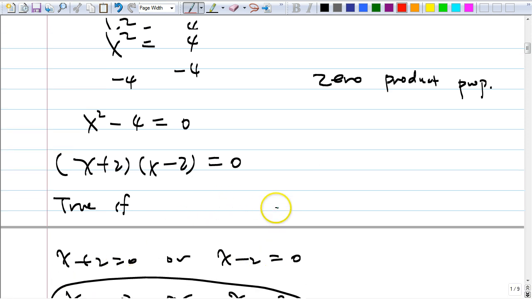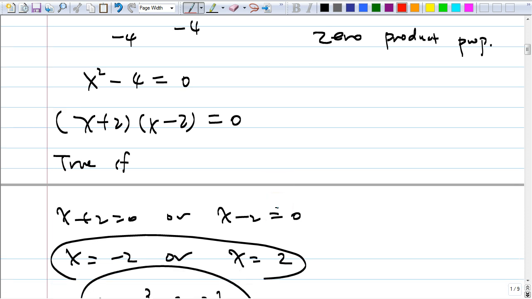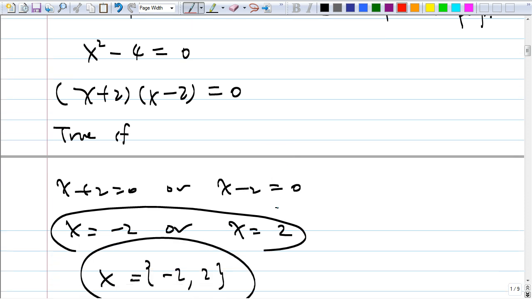So you get 2 solutions. You guys remember? And this makes sense because, again, there are 2 ways of writing this. You could write x equals negative 2 or x equals 2, or use the set notation, braces, negative 2, comma 2. Does that make sense?